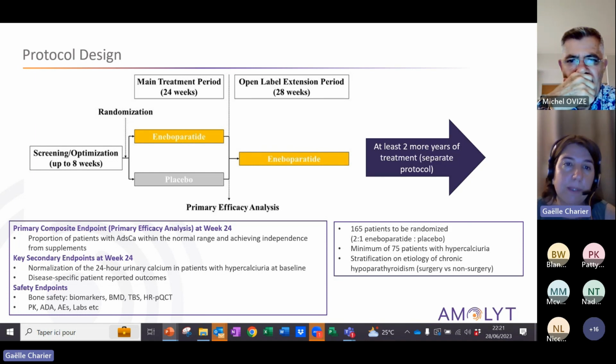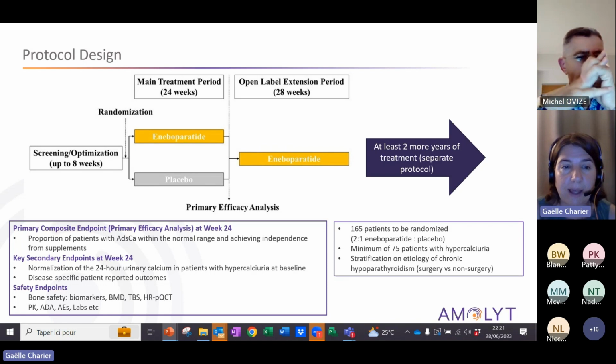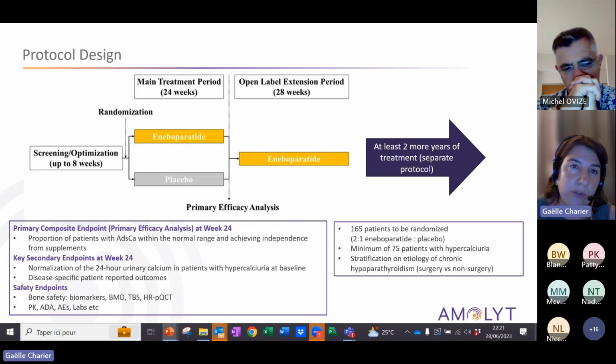So during the study, the patients will complete some questionnaires about their symptoms, how hypoparathyroidism affects their life, their quality of life, their relationships, their sleep, etc. That's also very important to us, and that's also a key secondary endpoint. And of course, we will also assess safety of the drug via different evaluations.